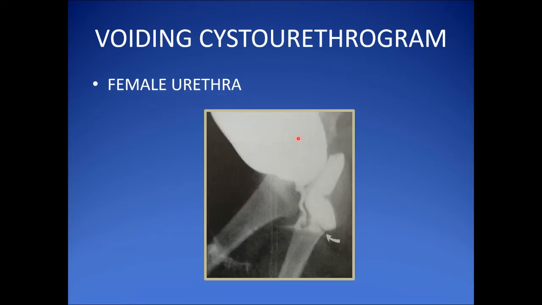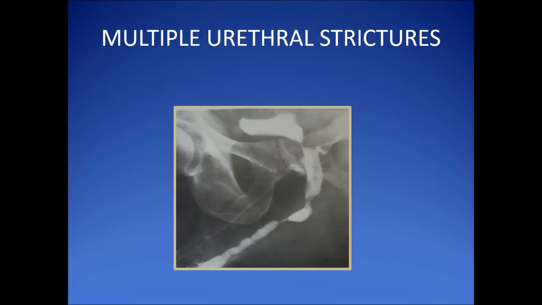This is an example of a female urethra. It is shorter than the male urethra. Here, this is the urinary bladder, the urethra. But this is an abnormal one because you could see fistulous communication from the urethra to the rectum posteriorly.